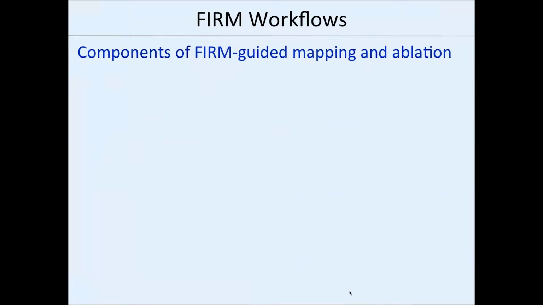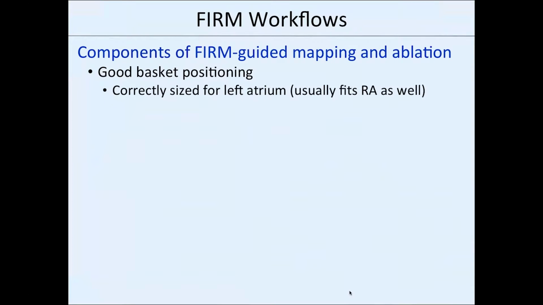Now, some important aspects of this. It is very important to get a good position of the basket in the atrium. We find that if you can get it sized well, and this is typically the distance between the septum and the carina of the left pulmonary veins, if you can get it sized well for the left atrium, it fits well there. It'll also fit in the right atrium. That's almost always the case.